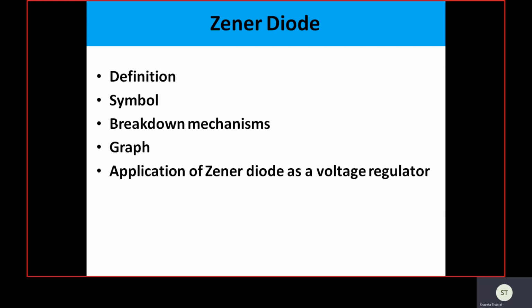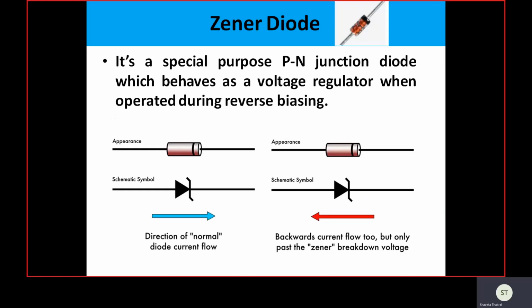Then the next component is the Zener diode. We are going to discuss its definition, symbol, breakdown mechanism, graph, and the application of the Zener diode as a voltage regulator. How do we define a Zener diode? It is a special purpose PN junction diode that behaves as a voltage regulator when operated in reverse biasing. This is the appearance of the Zener diode and the symbolic notation, showing how it is differentiated from the normal PN junction diode.